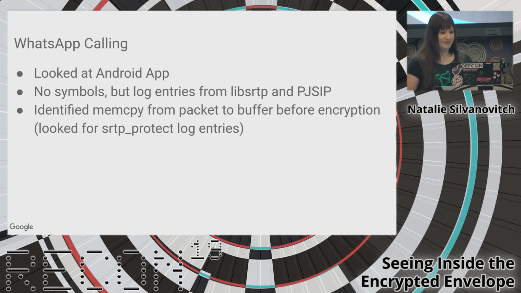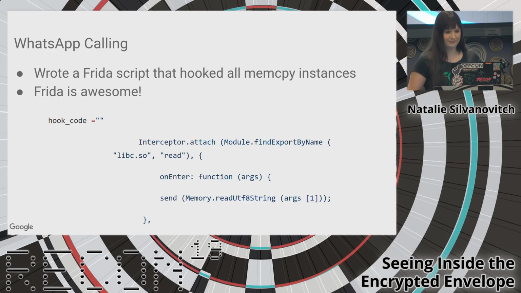So I found out, thankfully, that they used two open source libraries. libsrtp is purely open source. PJSIP is proprietary, but they do give source dumps. Anyhow, I found the log entries, so I was able to find a memcpy where it would copy the packet to a buffer before encryption, based on the logs. To start off, I wrote a Frida script that would hook the memcpy, and it was cool. It took like 1 minute, and I was already hooking memcpy.